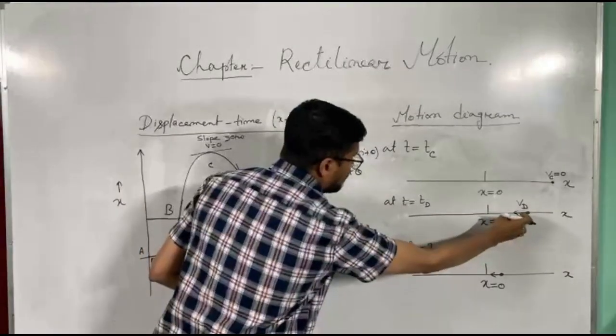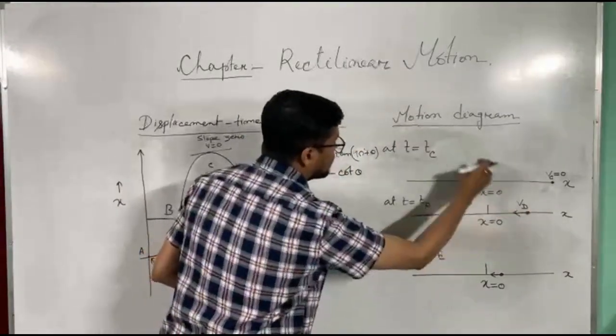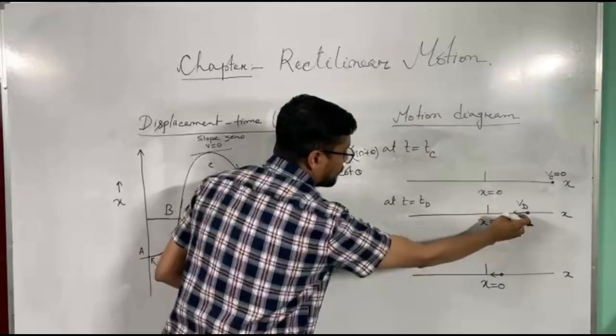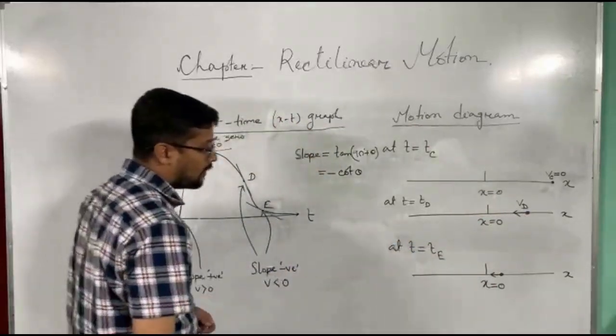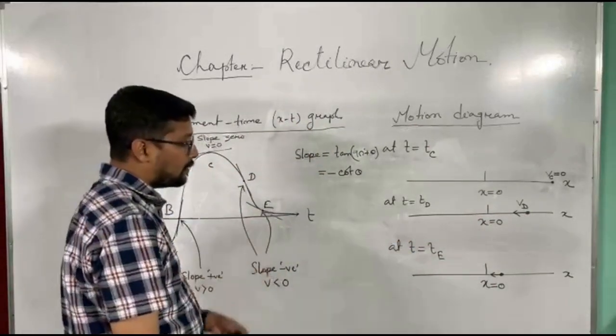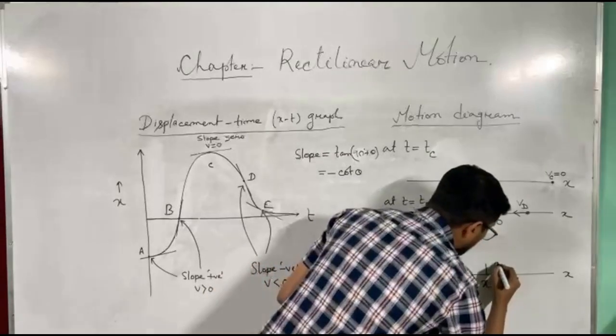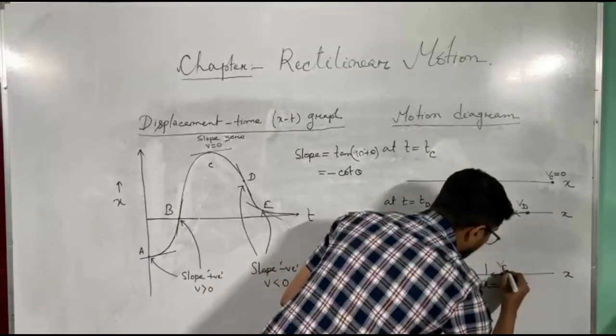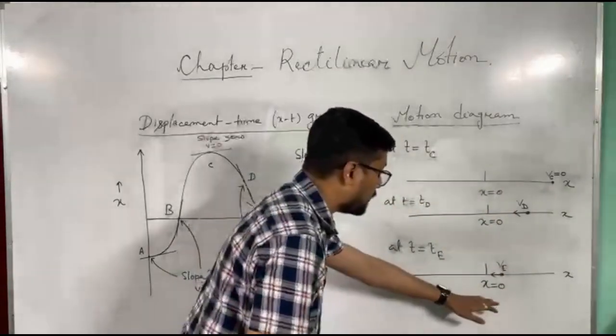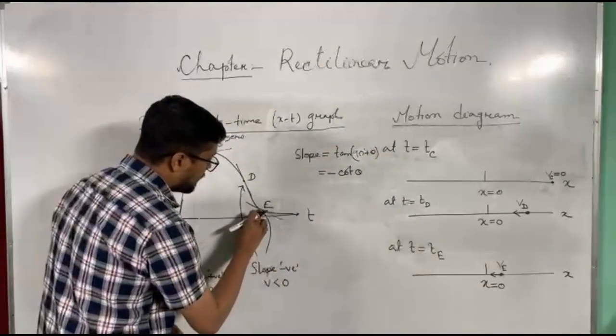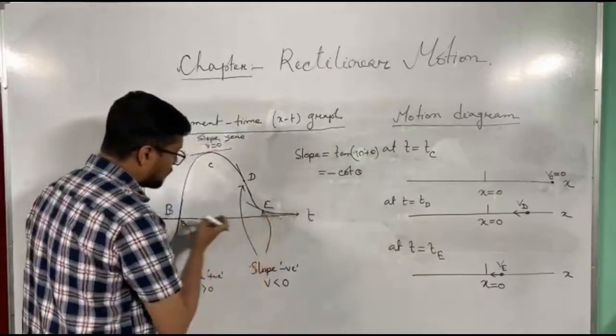This is the position of the object in the motion diagram when it is at D, and when it is at E in the motion diagram, it will be somewhere here. It is closer to my origin. That is, it is reaching the time axis.